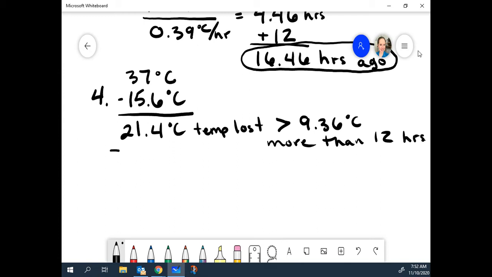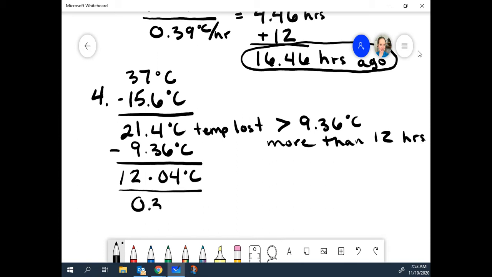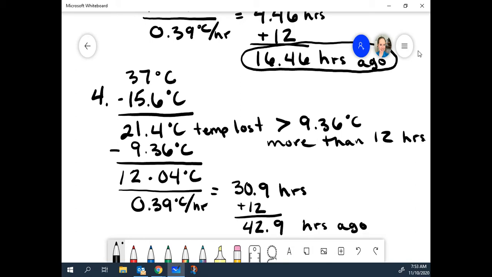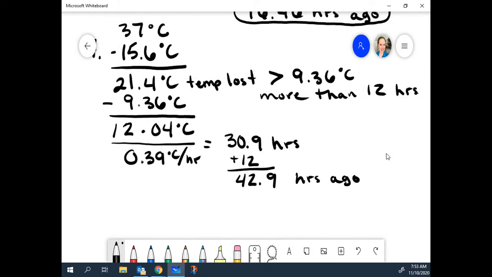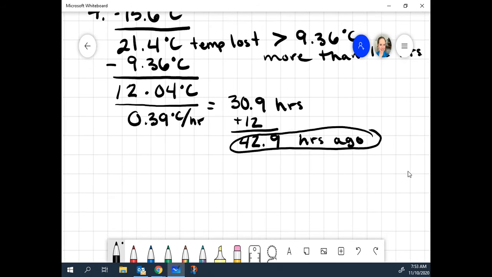So let's see. 9.36 needs to be taken away for the first 12 hours of cooling. Now what do we have? 12.04, okay. And we need to divide by the rate of cooling for after the first 12 hours, which is 0.39 degrees Celsius per hour. And we get that is 30.9 hours. So we have to add the first 12 hours back in. And now we have 42.9 hours ago is our answer. Let me move that up so I can circle it. 42.9. So is this seeming pretty straightforward so far?